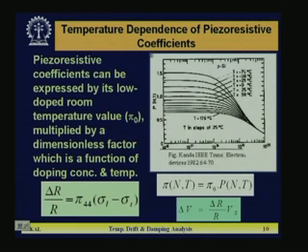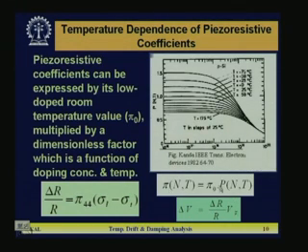Now, I am coming to the temperature dependence of piezoresistive coefficients. There are various parameters: pi 11, pi 12 and pi 44. I mentioned that pi 44 is the most dominating piezoresistive coefficient, so that is shown here. The pi value, which is a function of doping concentration N and temperature T, is basically the product of two parameters. One is pi naught, the low doped room temperature value, and P(N,T) is a function of N and T, which is a dimensionless quantity, and that parameter variation is plotted in this curve.